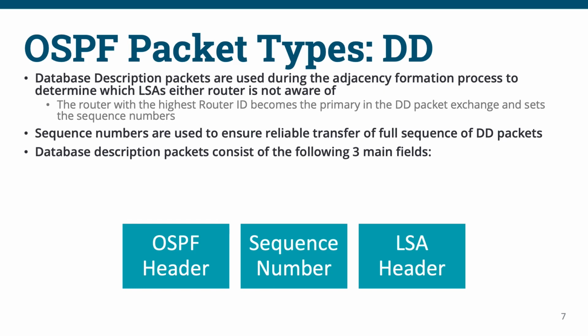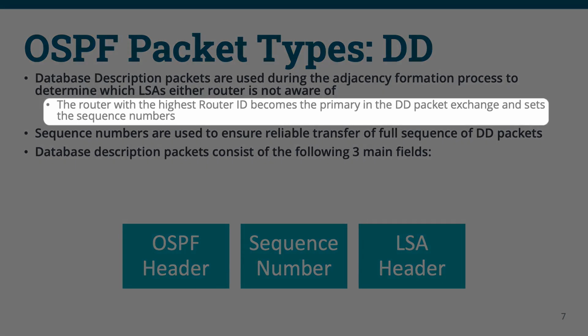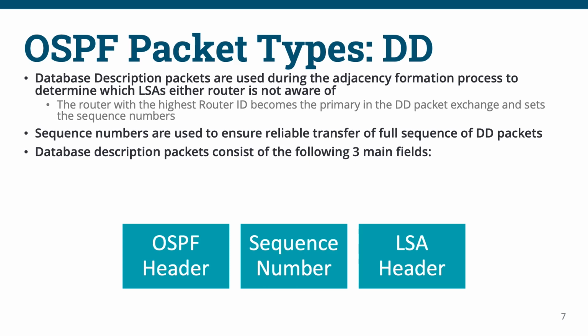During the neighbor relationship formation process, when the routers are ready to exchange database description packets, the router with the highest router ID is the one to begin the exchange, and will set the initial sequence number on the DBD packet. So, let's review the bitwise format of the DBD packet.